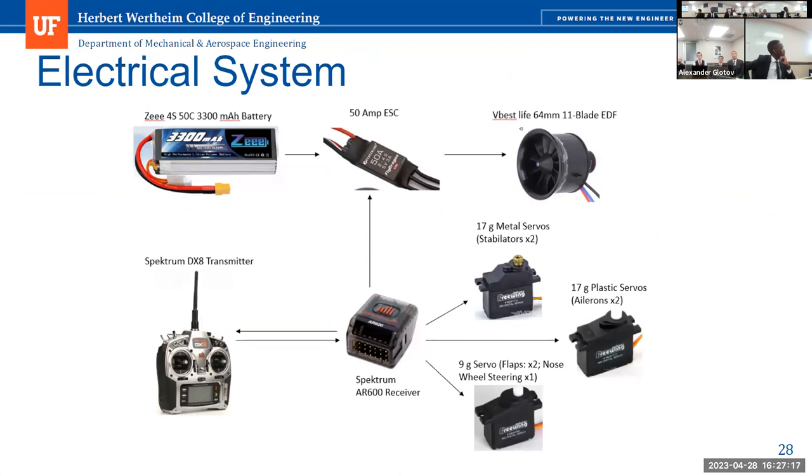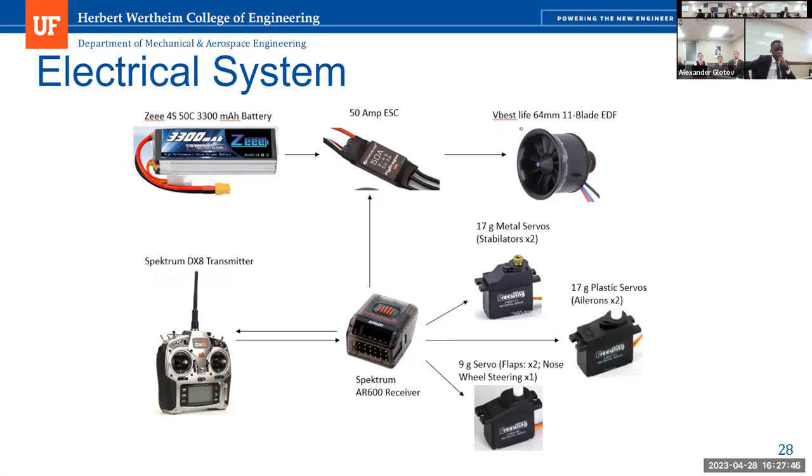All right, so now that we have our motor chosen, that brings us to our electrical system. We have a 50 amp ESC that could handle the amperage draw from our EDF motor. That ESC was cooled using cheater fans. We have a battery to power that. It's a 4-cell battery provided in class. It's got 3,300 milliamp hours. The pilot provided his own transmitter, and that could communicate with the Spektrum receiver that was provided in class.